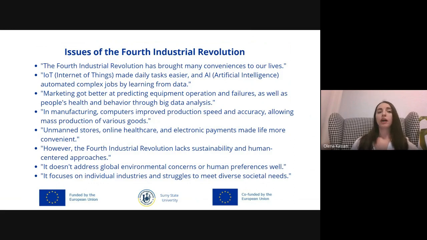convenience to people's lives, and AI successfully automated lots of processes, complex tasks that could not be handled by conventional computers. By learning from work data and making predictions, inferences and interactions, and more, marketing precision improved by predicting the operations and failure of equipment, as well as the health and behavior of people through analysis of data collected from equipment connected to the internet as big data.